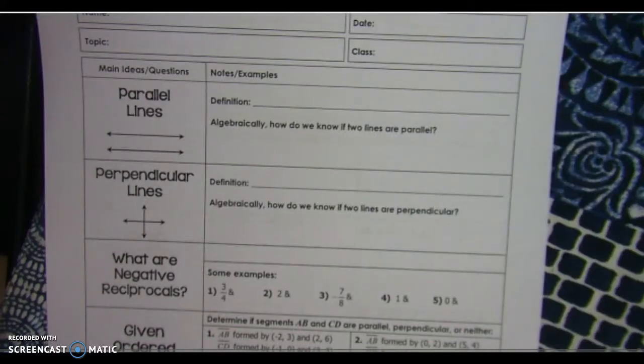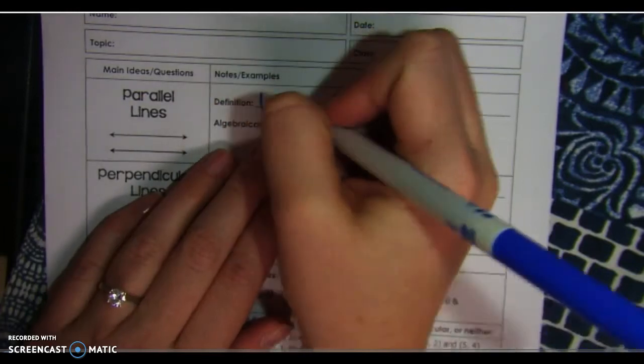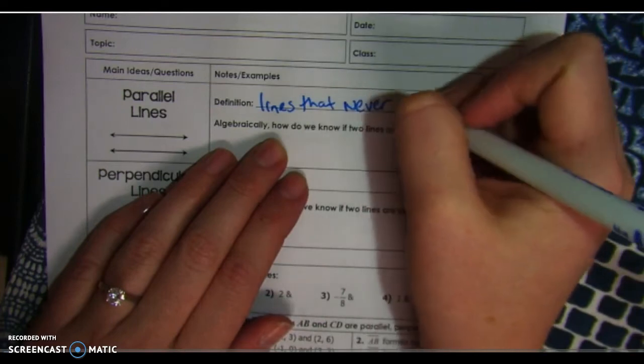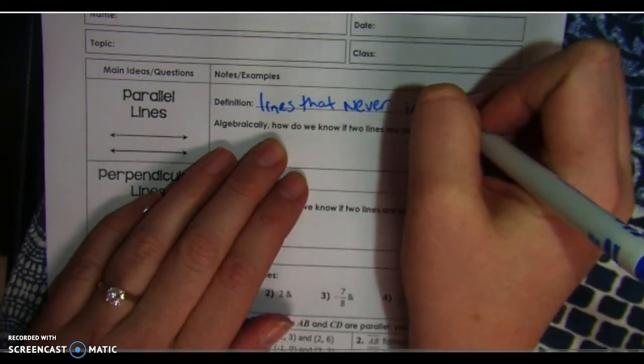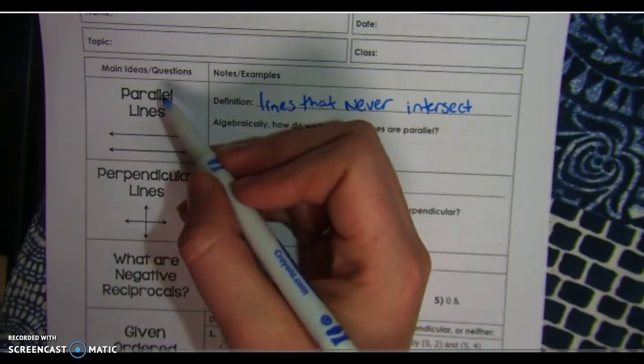All right, guys, we're going to talk about parallel and perpendicular lines and why they are so important. So the definition is lines that never intersect. So parallel lines never touch. I always remember the two L's right there.